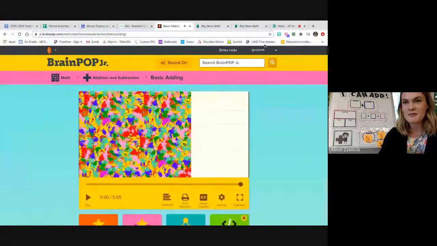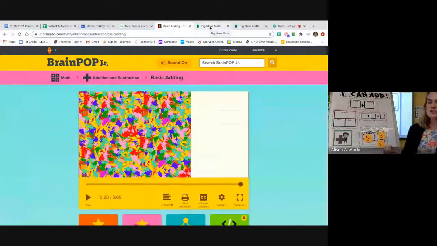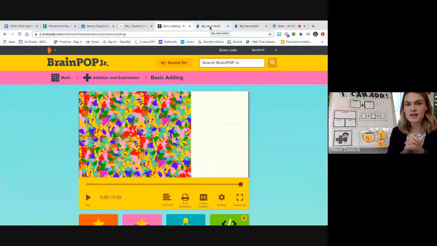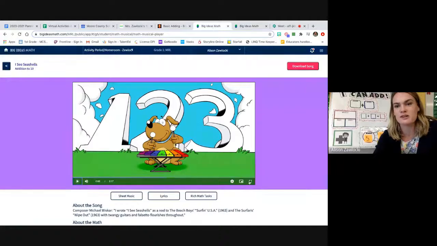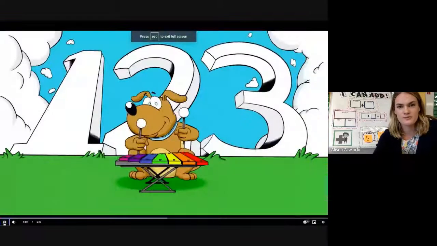So just like we talk about in our number talks, there are so many different ways to add. So good mathematicians use a lot of different ways to add. Now, what I'm going to do is share a musical about addition with you.